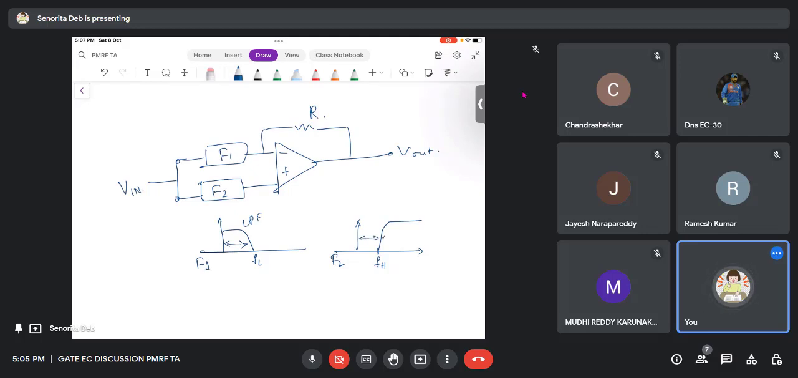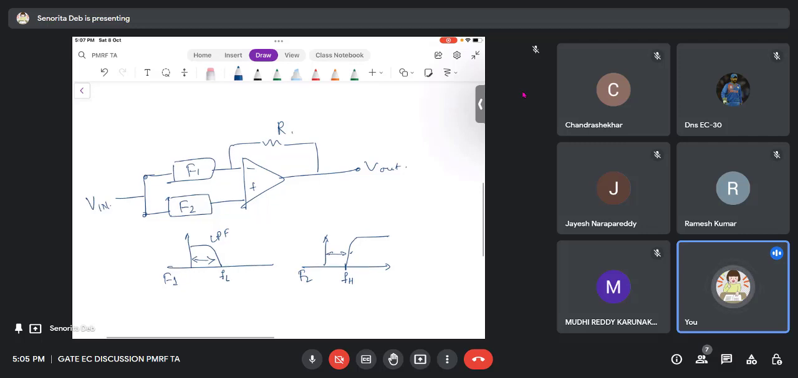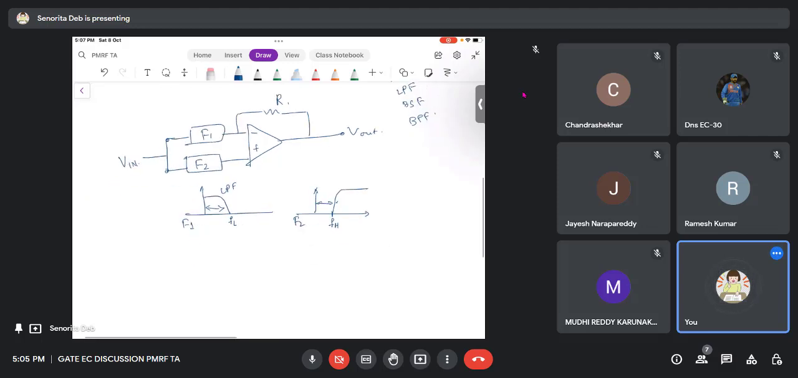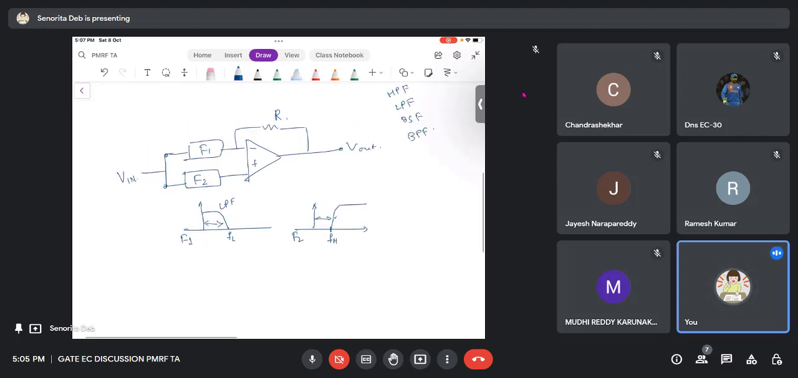So the question was whether this entire configuration is a high pass filter, a low pass filter, a band stop filter, or a band pass filter. This was the question, this entire configuration. The frequency of operation was given, and FH was greater than FL, that is what is given.